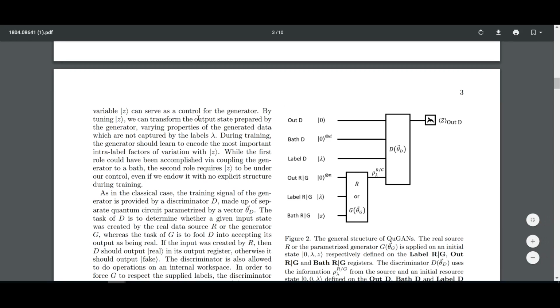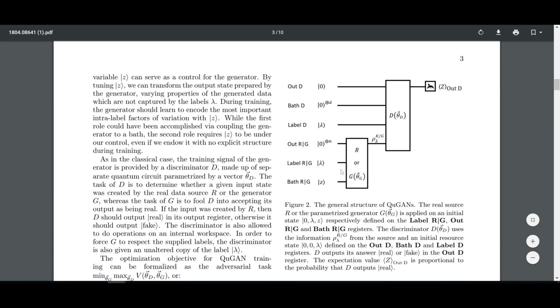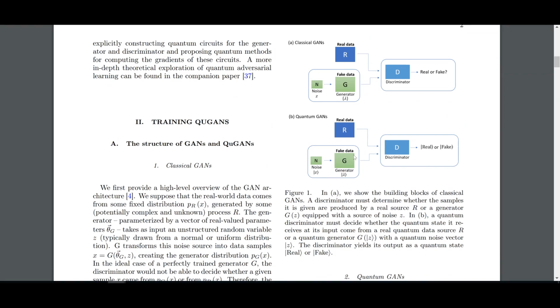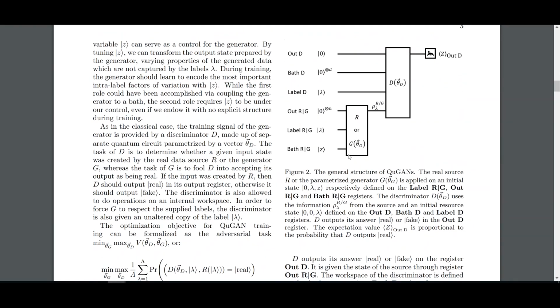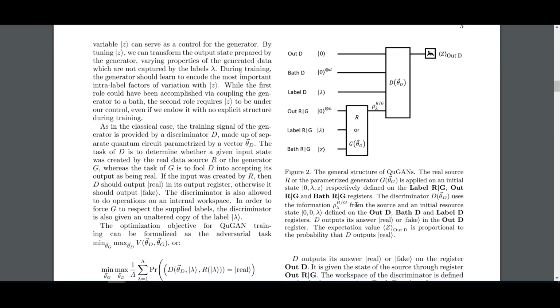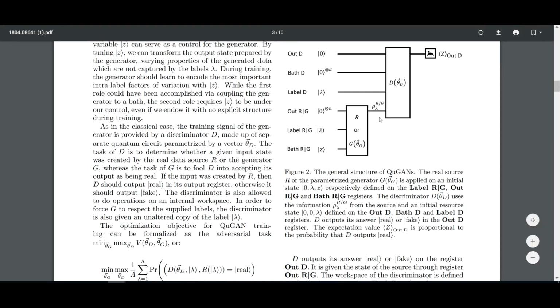I guess this is just going to be, because I see here a circuit that's sort of high level, and I think that seems to be sort of a circuit version of this here. Let me see, because it says the general structure of QGANs, the real source R or the parameterized generator. So the generator is applied. Okay. And this is the density matrix. It uses the information. Okay, so it's using the density matrix, but it doesn't know whether it's from the real set or from the generated set.